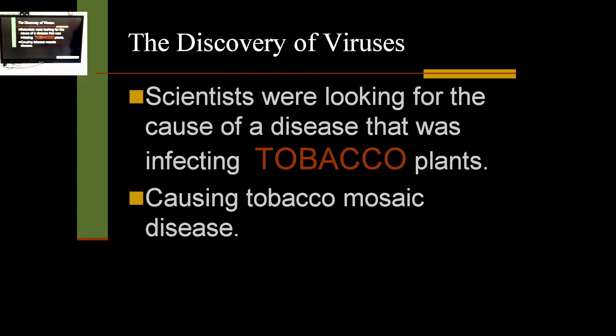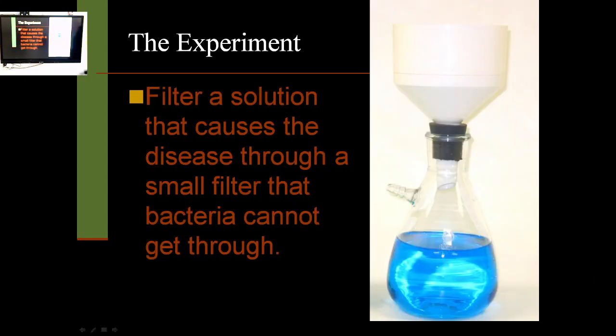Scientists were looking for the cause of the disease that was infecting tobacco plants. So, for the tobacco plant disease, we need to discover the causative agent that will cause the disease for the tobacco plants. So, they defined an experiment. The experiment was to filter a solution that causes the disease through a small filter that bacteria cannot get through. So they needed to know if the causative agent, or the disease-causing structure, is bacteria or not.